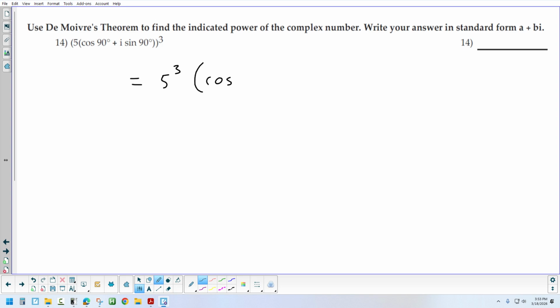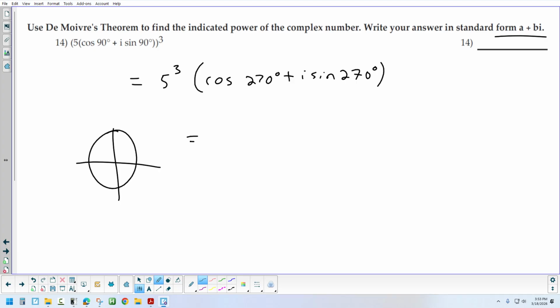Cosine. What's the angle that we have right now? 90. And what are we going to do to the 90 to get the new angle? Multiply it by the 3. So we're going to get 270. Now they did say standard form, so we can't leave it as cosine and sine.